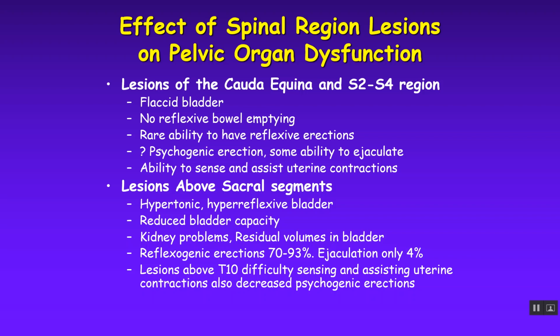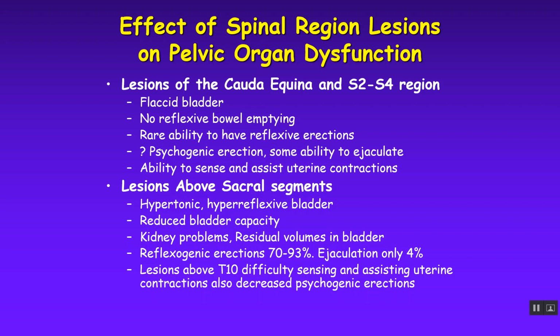It's in the thoracic region. So if the injury is below that, a woman with a cauda equina injury can still have a normal pregnancy and maybe a normal vaginal delivery, with an assist with the uterine contractions, and feel the uterine contractions.